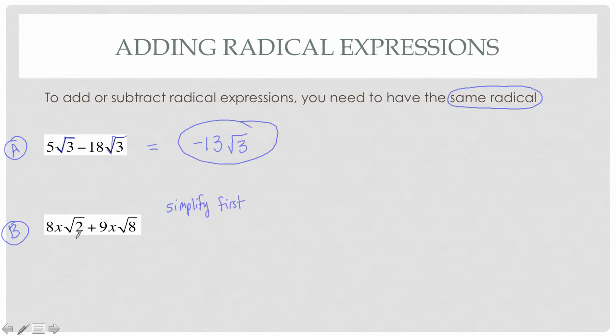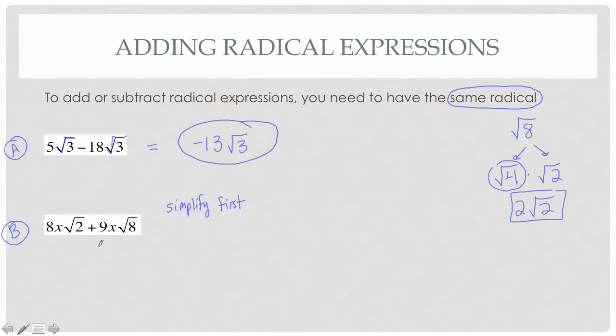The square root of 2, I can't simplify, but let's look at the square root of 8. To simplify it, I want to look for factors of 8 that I can take the square root of. And 8 breaks down nicely into the square root of 4 times the square root of 2. The square root of 4 is nice because it does square root. The square root of 4 is 2. And so the square root of 8 simplifies into 2 times the square root of 2.